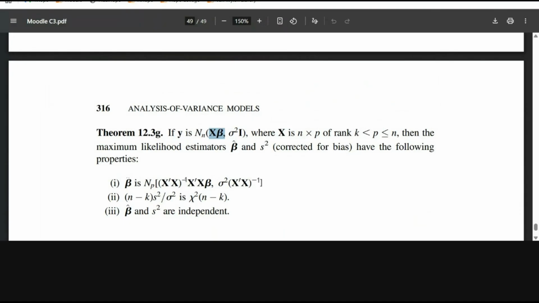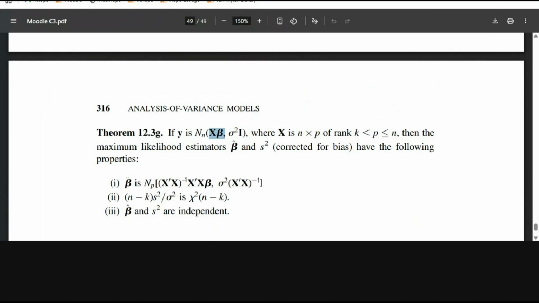And you can use that to make confidence intervals and hypothesis tests, because you know the distribution of s squared. All right. The third fact is that beta hat vector and s squared are independent. That actually is something that you just need to know. We are not going to prove it.